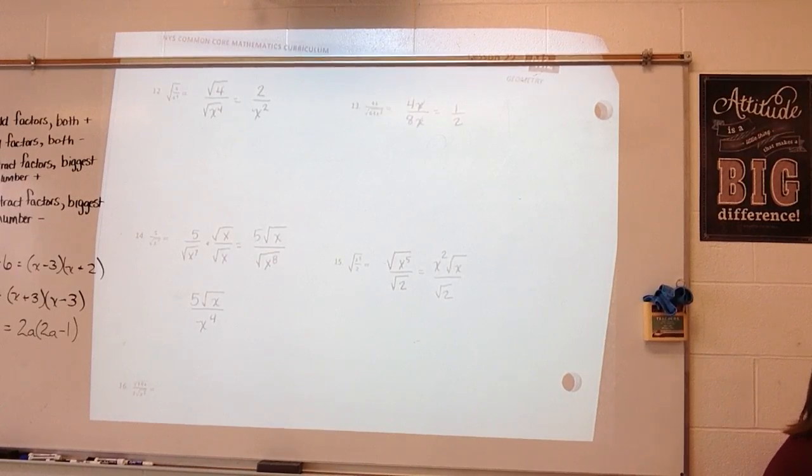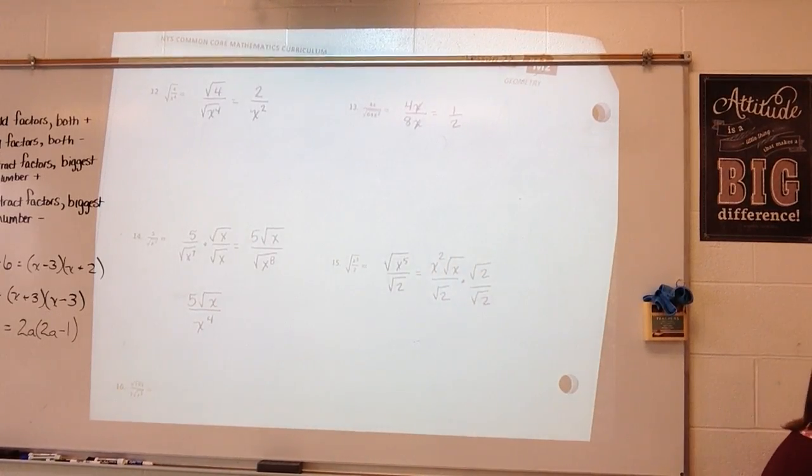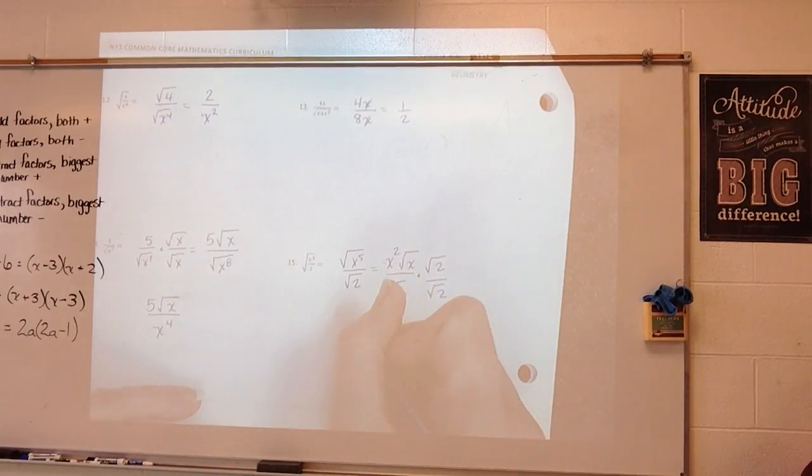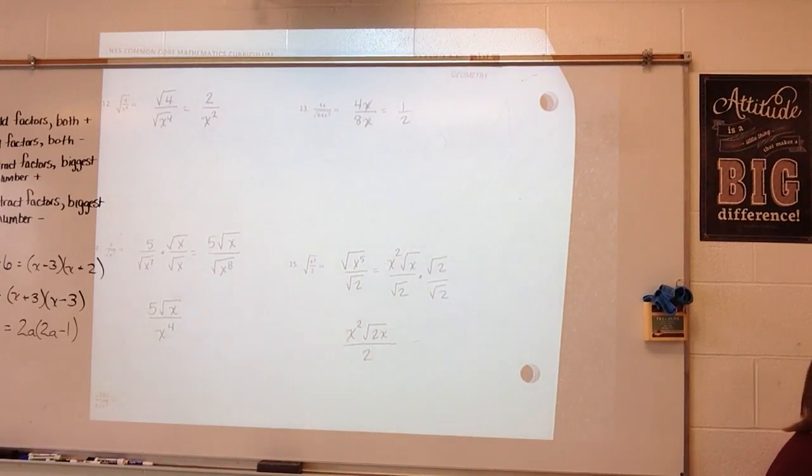I do not want a square root in the bottom, so I'm going to multiply it times the square root of 2. All right, so when I do that, I get x squared, and then square root of 2 times the square root of x is the square root of 2x. Square root of 2 times the square root of 2 is 2.